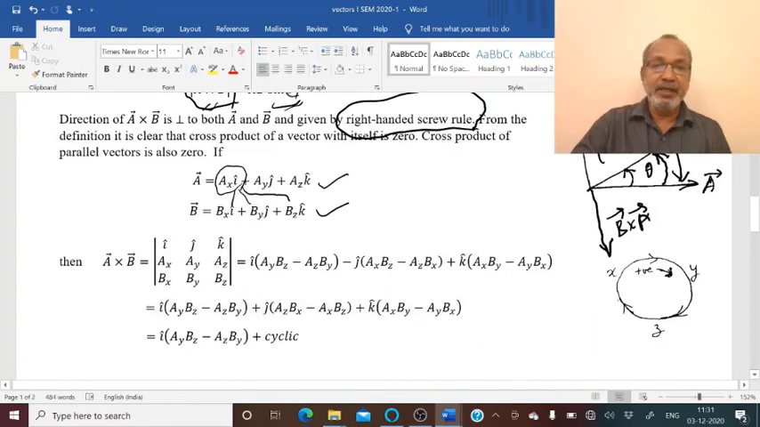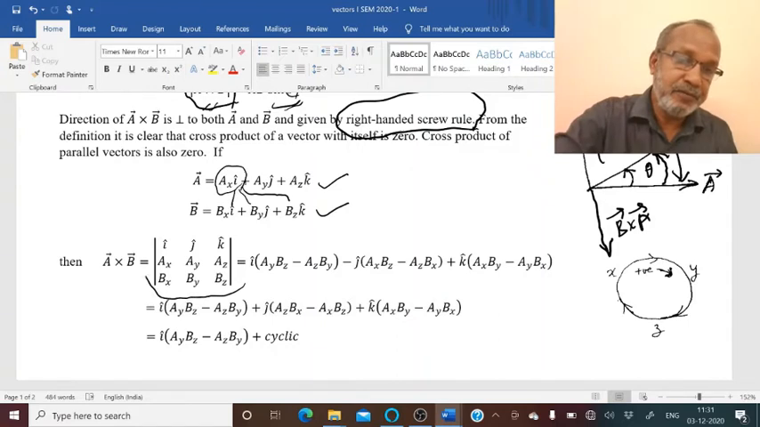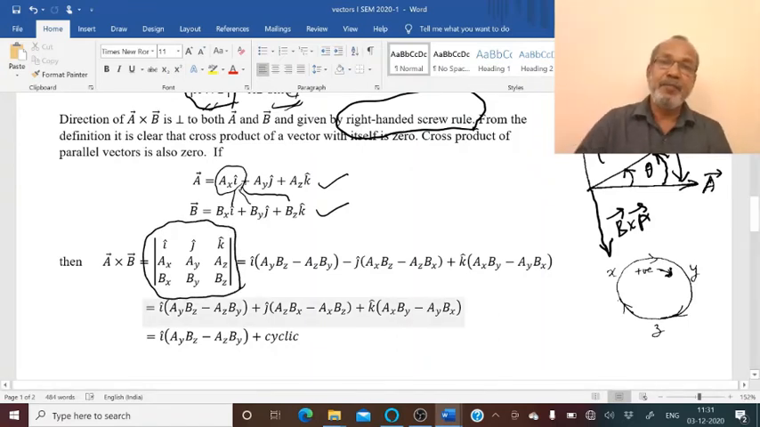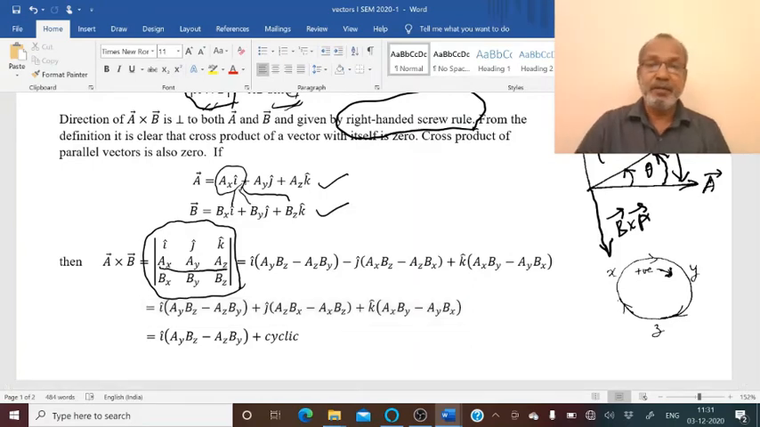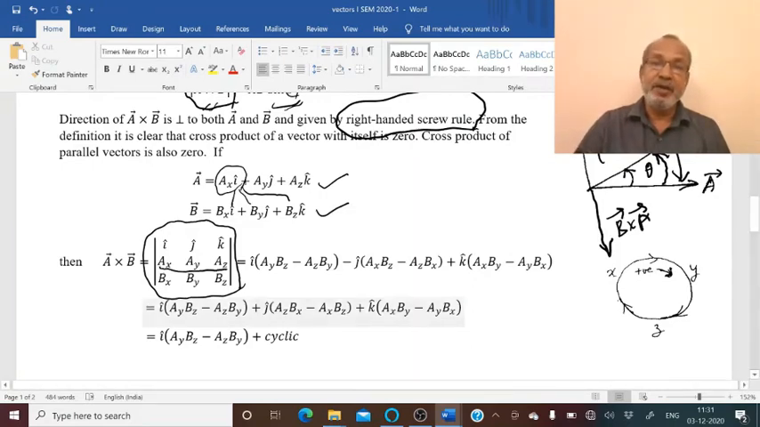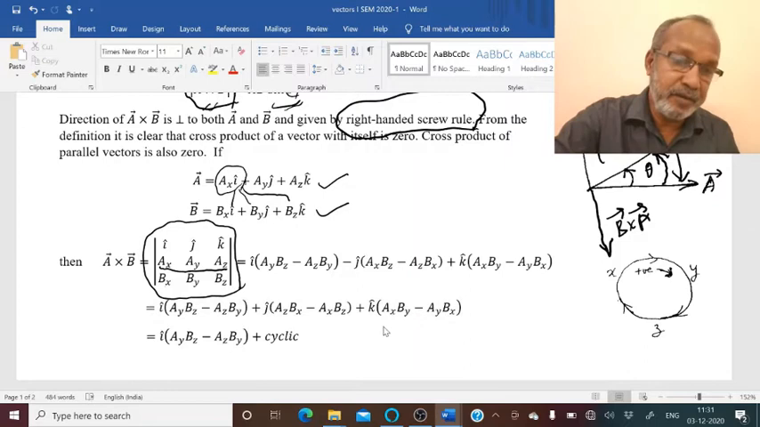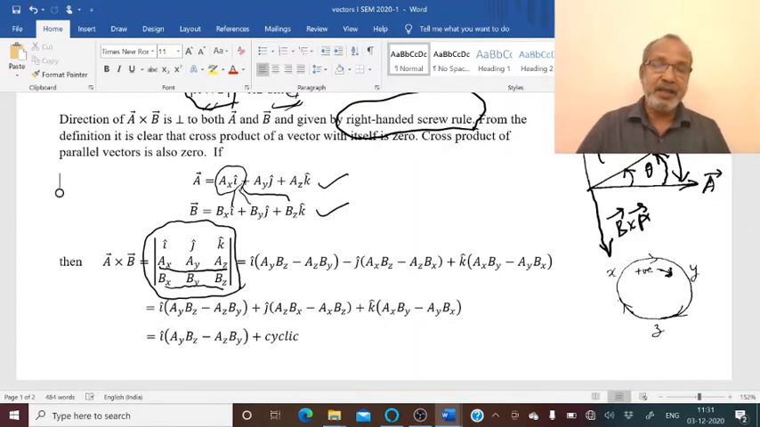And finally, the cross product can be written as a determinant of a 3 by 3 matrix like this. The uppermost row will be i, j, k, the second row will be the components of the first vector, and the third row will be the components of the second vector.